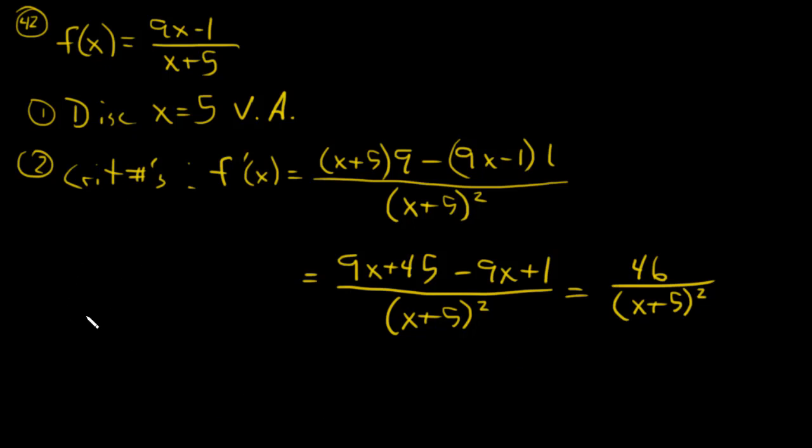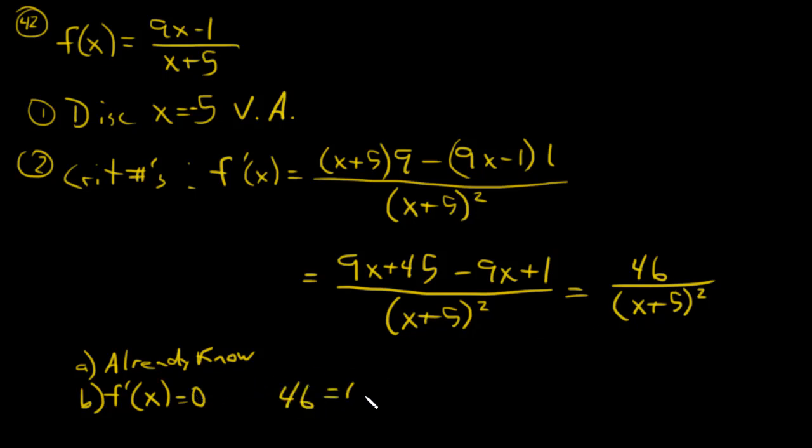Alrighty, so part A, discontinuities. Well, we already know about it. It said x equals negative 5. So it's still the same. x equals negative 5 will make that go to 0, so we don't have to worry about that. We already know which one is there. So we can skip that and go straight to part B. f prime of x equals 0. Well, that implies that 46 equals 0.